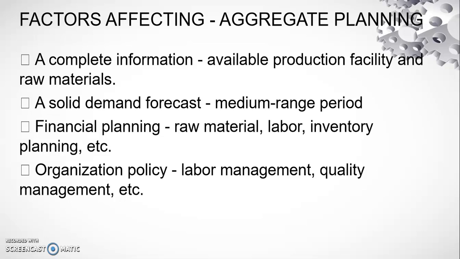What we have seen so far is that aggregate planning is an operational activity that is critical to the organization as it looks to balance long-term strategic planning with a short-term production process. So these are the factors. Some of the factors listed here are very critical before an aggregate planning process can actually start. The very first one, complete information is required about available production facility and the raw material. Second, you need to have a solid demand forecast covering the medium range period, and you need to have proper financial planning surrounding the production cost, which normally includes the raw material, labor, inventory planning, etc.